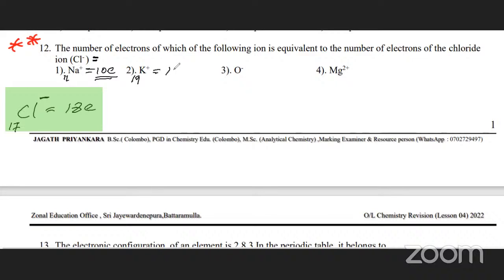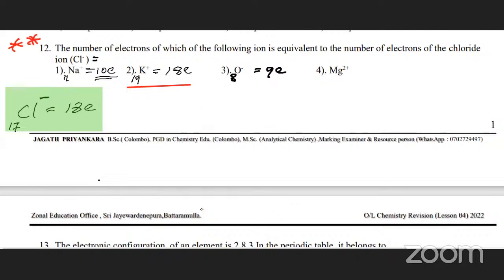So here K plus has 18 electrons. So we got the answer now. They ask which of these ions has the same number of electrons as K plus. Answer is second. Then O minus. Atomic number is 8. So it has how many electrons? 9 electrons because of the minus charge. Minus means 1 electron is gained.